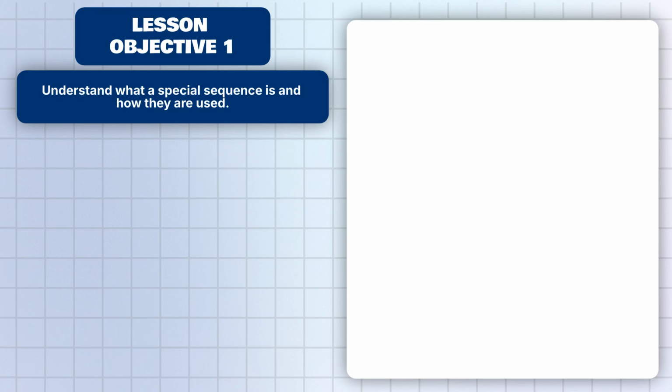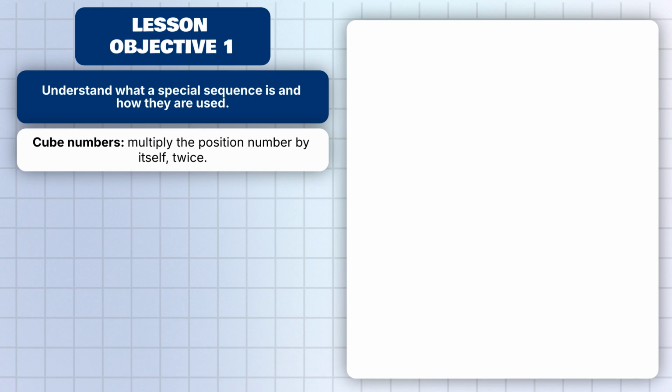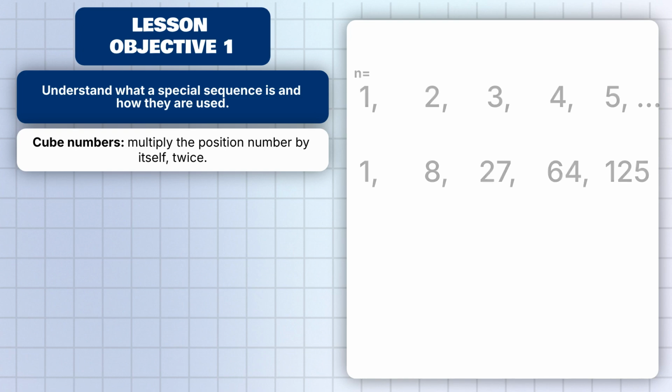The first special sequence we will focus on will be the cube numbers. We previously explored sequences involving square numbers, where each term is the square of its position. Cube numbers follow a similar concept, but instead of squaring the position number, we cube it. This means multiplying the position number by itself twice. For example, the first term is 1 to the power of 3. This is equal to 1.